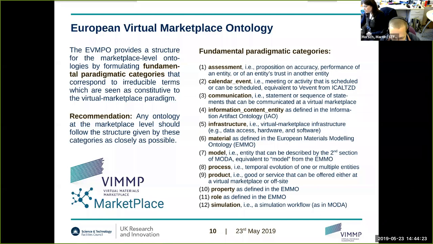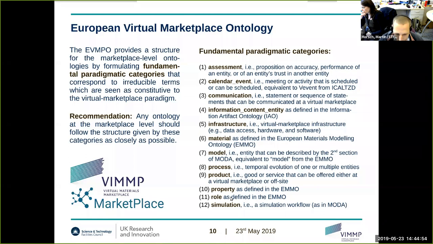And for that reason, also to facilitate being interoperable in the future when those both platforms actually exist, we agreed on a list of fundamental concepts. And we call those the fundamental paradigmatic categories. Fundamental because they're irreducible. So a model is not the same as a role, for example.